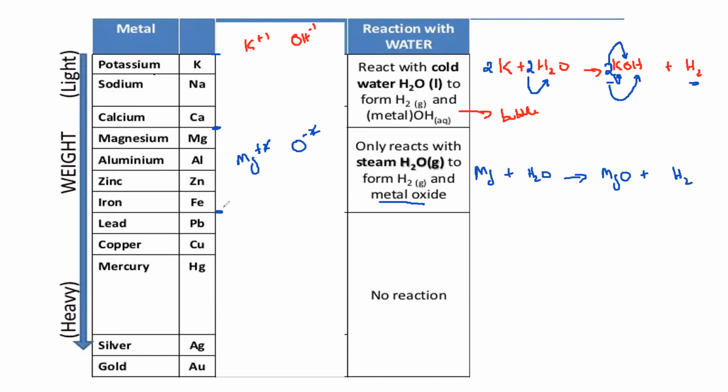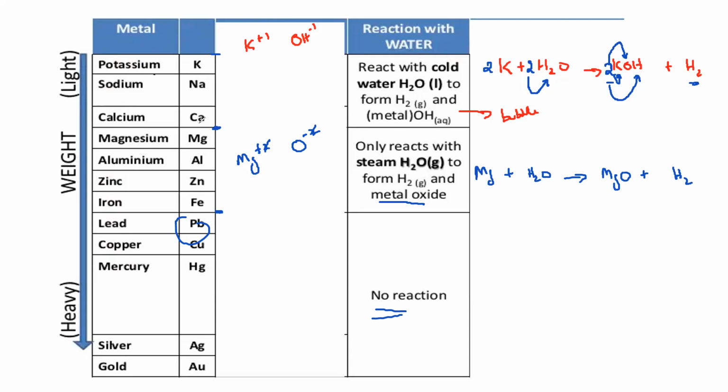So from magnesium till iron, whenever they react with steam, they produce metal oxide. Like if it was aluminium reacting with steam, it will be aluminium oxide plus hydrogen. If zinc reacted with steam, zinc oxide plus hydrogen. Iron reacted with steam, it will be iron oxide plus hydrogen. And the metals such as lead, copper, mercury, silver, there is no reaction, so it does not react.